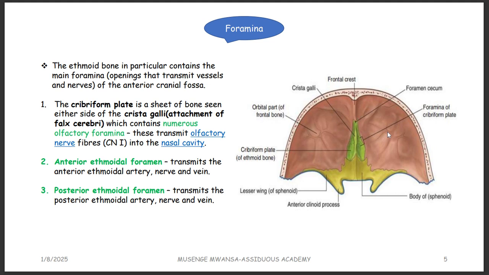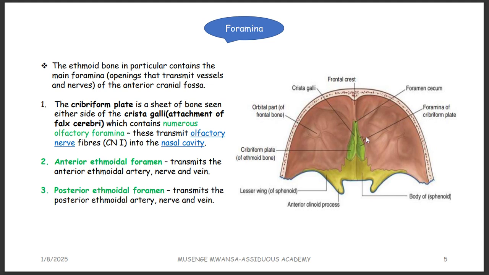They don't have any special name. We just name them looking at where they are: the openings in the cribriform plate, or foramina in the cribriform plate. That's it. Okay, so those are the openings. What passes here, please? For the openings, you need to know the location and what passes there.